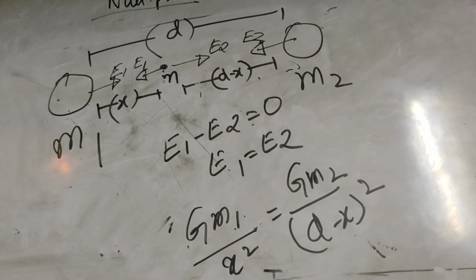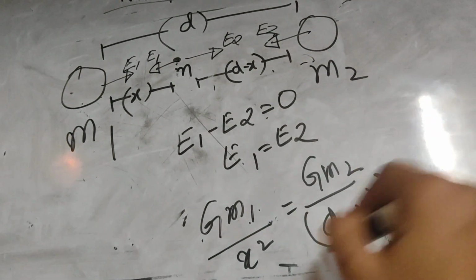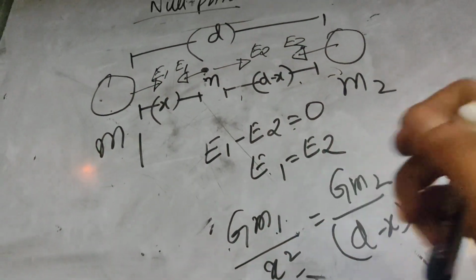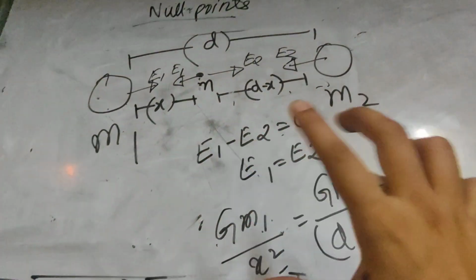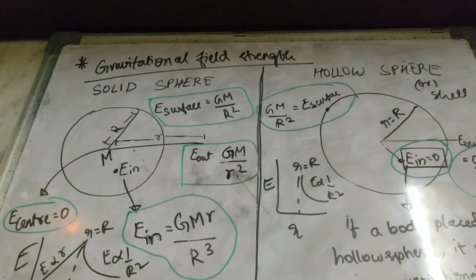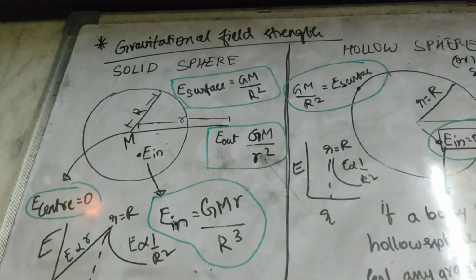Okay? Easy. So when you solve this formula, you will get the x value according to the question. Like this, you will find the null point. So let's move on to our next application of gravitational field strength.